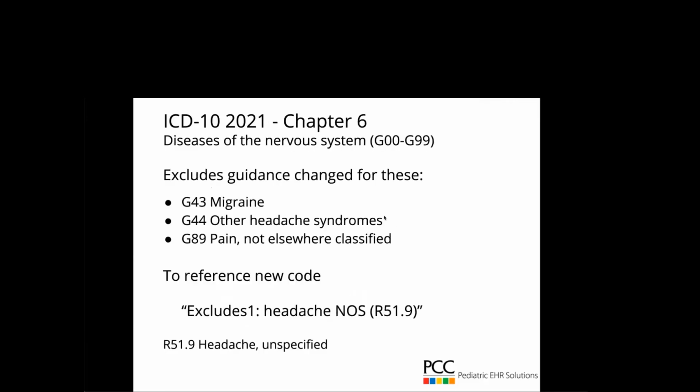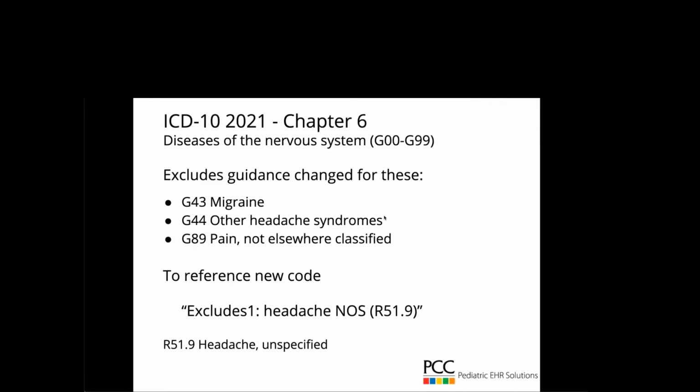There we go. In Chapter 6, diseases of the nervous system, the changes that we're highlighting, in my estimation, all relate to a new code in another chapter. What I mean by that is the excludes guidance for migraine, for other headache syndromes, and for pain not elsewhere classified now have excludes.